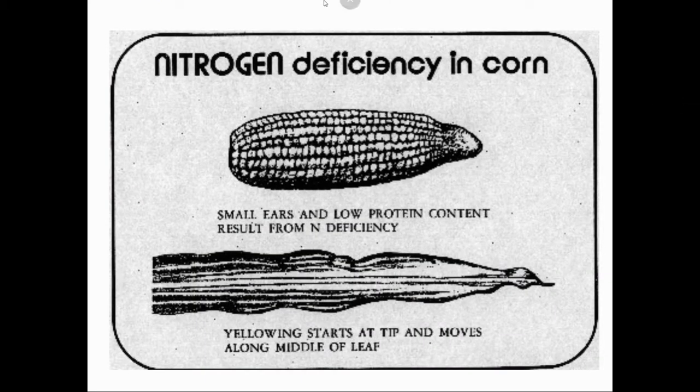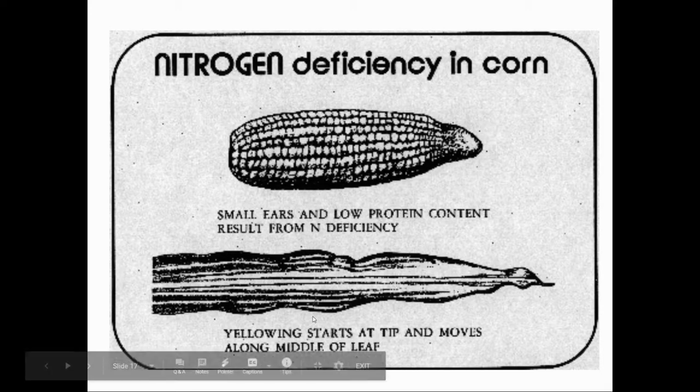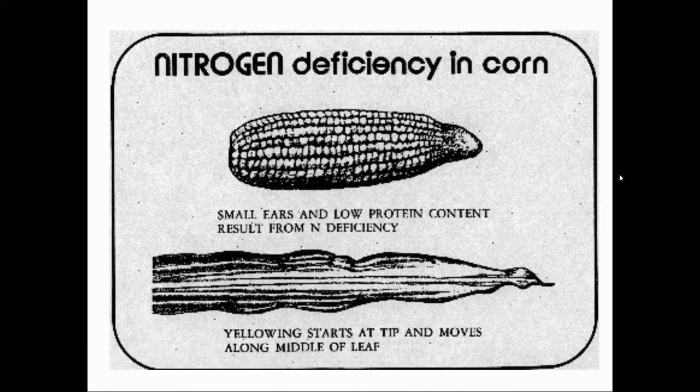Okay, so nitrogen deficiency in corn, small ears and low protein content result from nitrogen deficiency. You will see a lot of wasted spot on an ear of corn, and this picture can't show, but you'll also see a yellow color in the leaves of the corn plant.